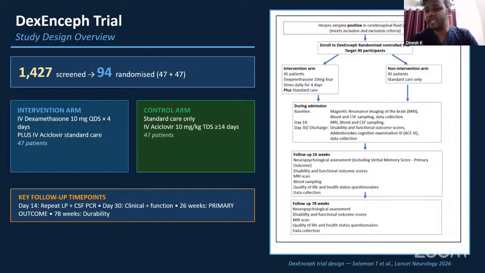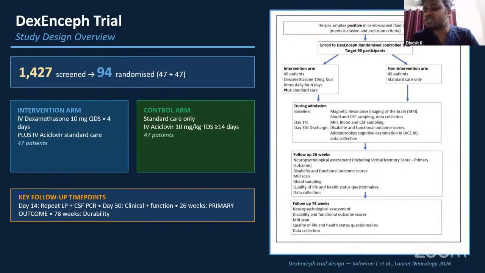Almost 90 people were chosen, 45 in the dexamethasone arm and 45 in the control arm, and they collected various data at various points. At baseline they collected some data, at day 14 and day 30 they collected some data, and then they followed up at 26 weeks and also up to 78 weeks. So they collected various data.